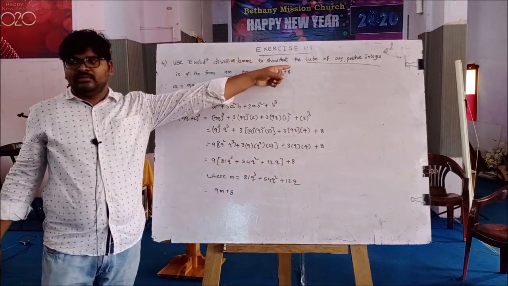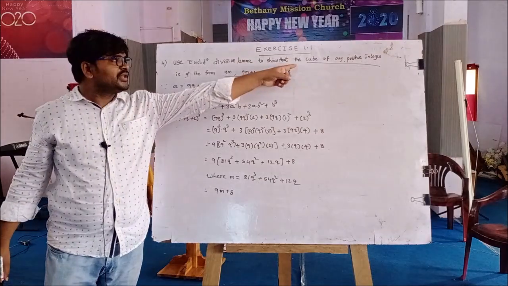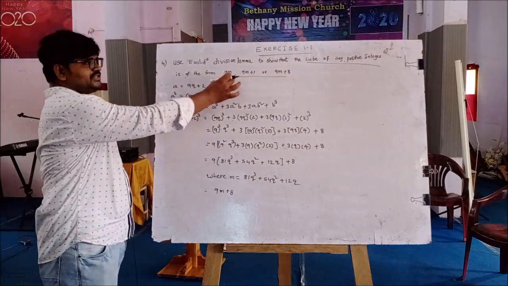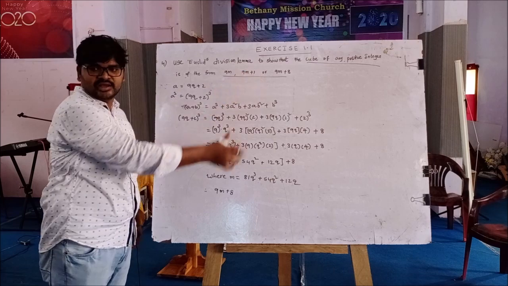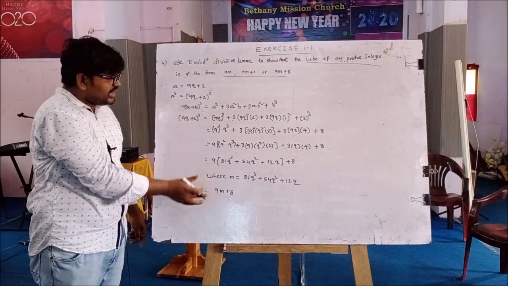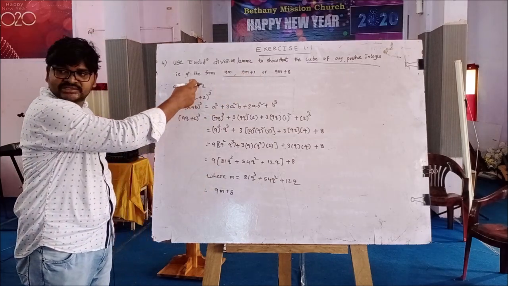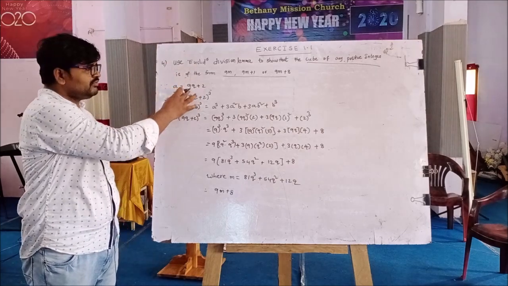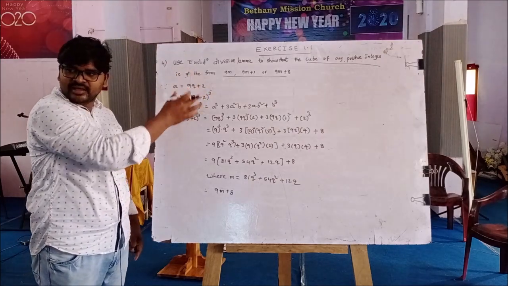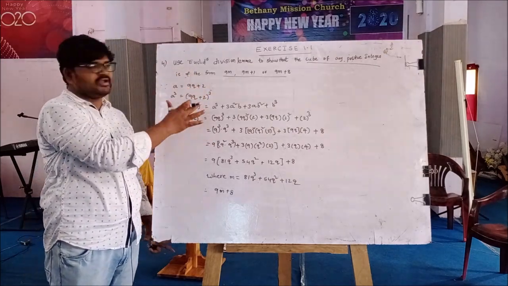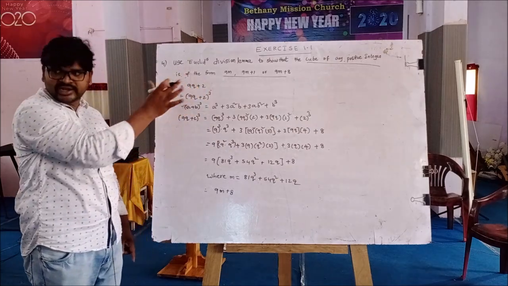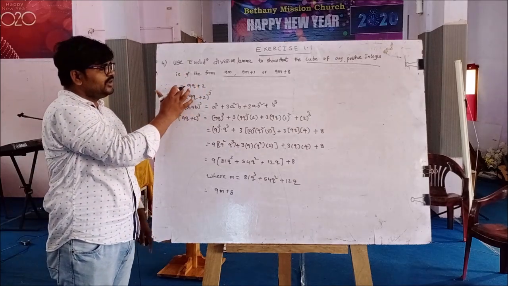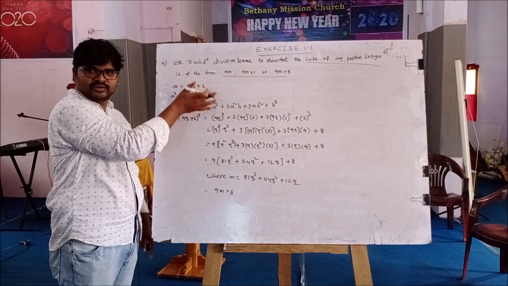According to Euclid's division lemma, to show that the cube of any positive integer is of the form 9m plus 1 or 9m plus 8, next take a equals 9q plus 3 whole cube, a equals 9q plus 4 whole cube, 9q plus 5 whole cube, 9q plus 6 whole cube, and so on.